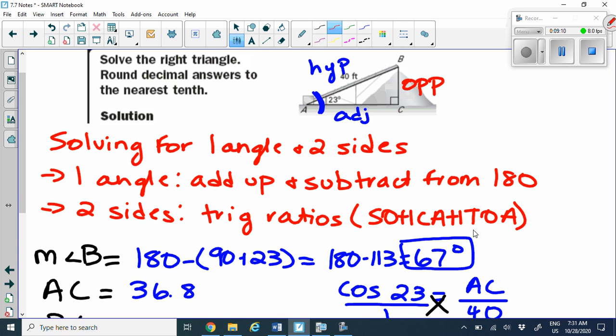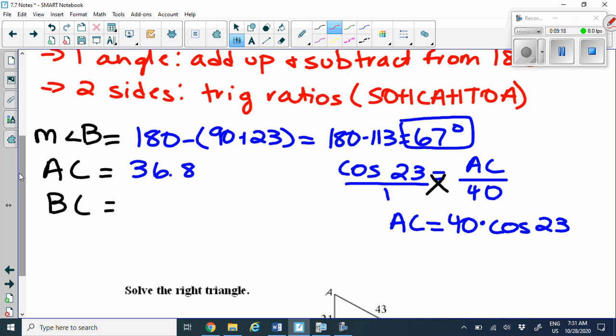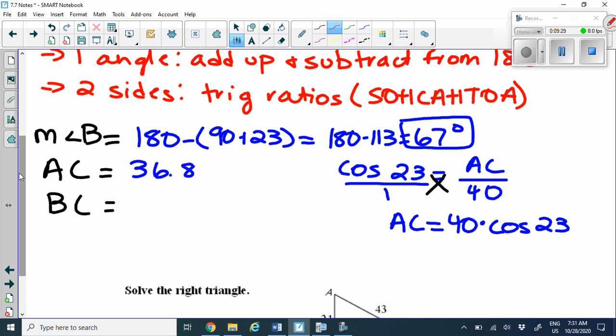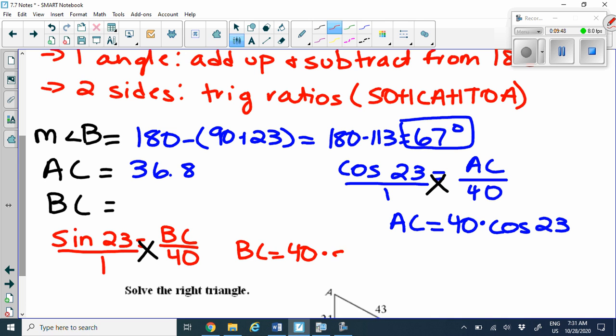If we look at SOHCAHTOA, notice that sine is going to have our O, which is opposite, and hypotenuse, which is H. So I'm going to use sine of 23 equals BC over our 40 here. And once again, I'm going to make this into a proportion. So to make that sine of 23 into a fraction, put it over 1. I cross multiply. So I get BC equals 40 times sine of 23.